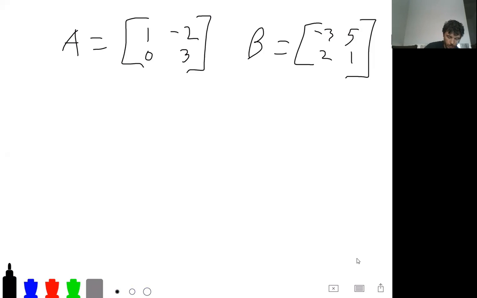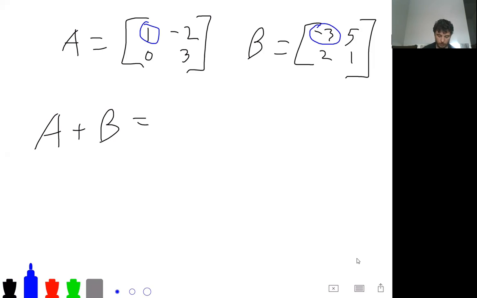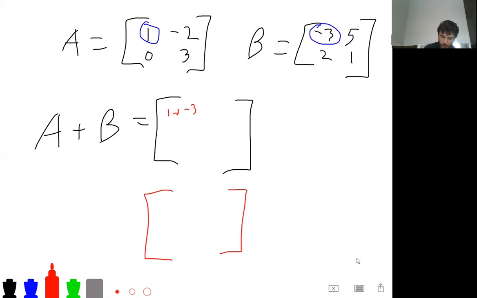If I want to do A plus B, what I do is I add the elements that are in the same position. So A11 is going to be added to B11. Again, the reason we use matrices that have the same dimensions is both of these are 2 by 2 matrices, so our answer is going to be a 2 by 2 matrix. When I do 1 plus -3, I'll put my final answer down here. 1 plus -3 is -2. Then I'll go to the next one. I'll do -2 and 5. -2 plus 5 is 3.